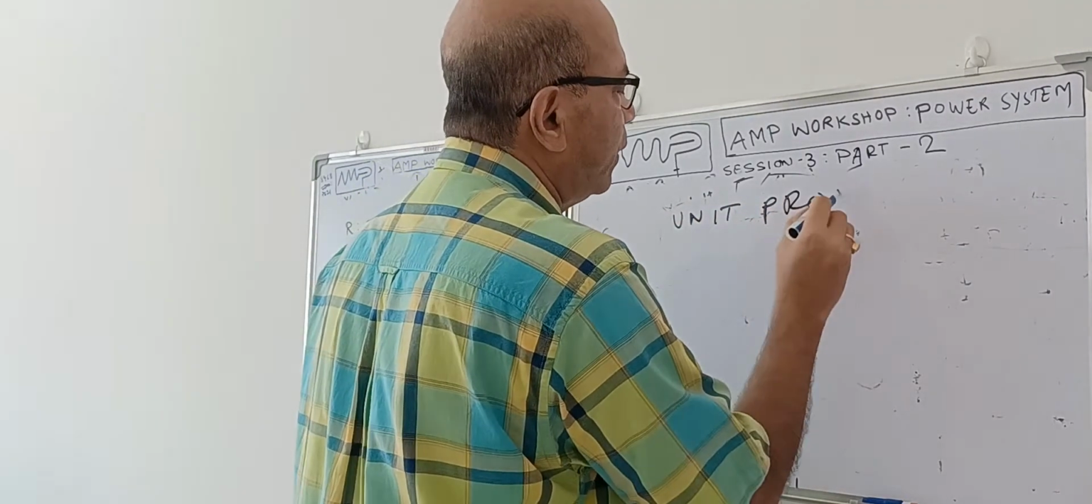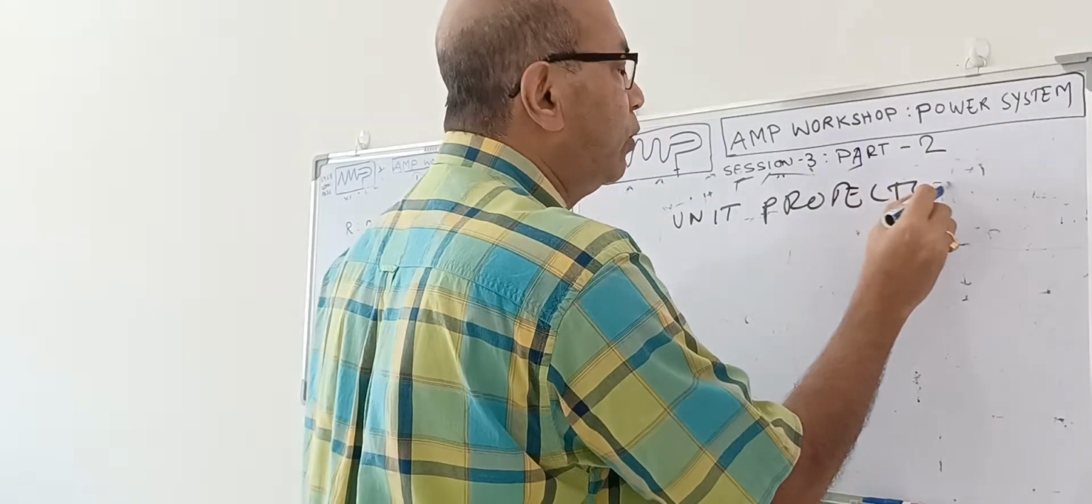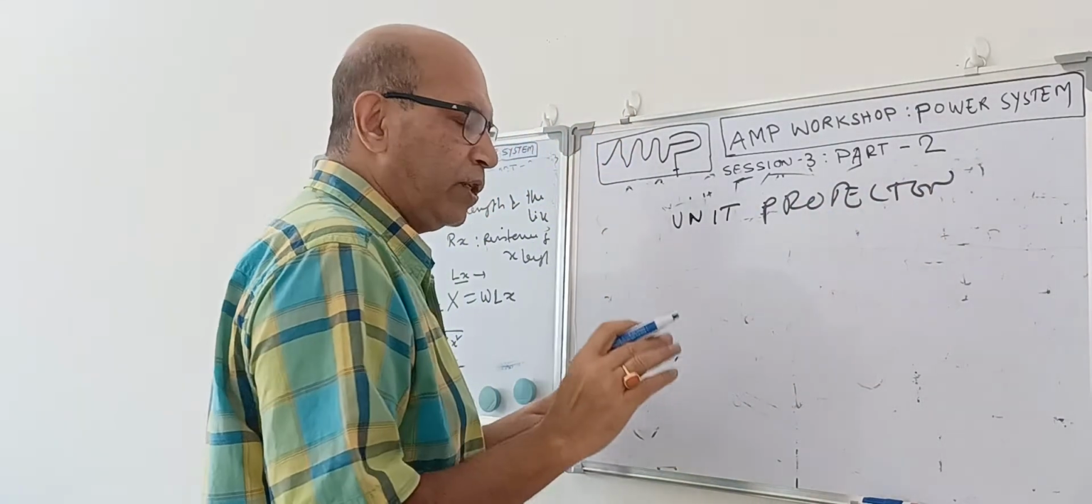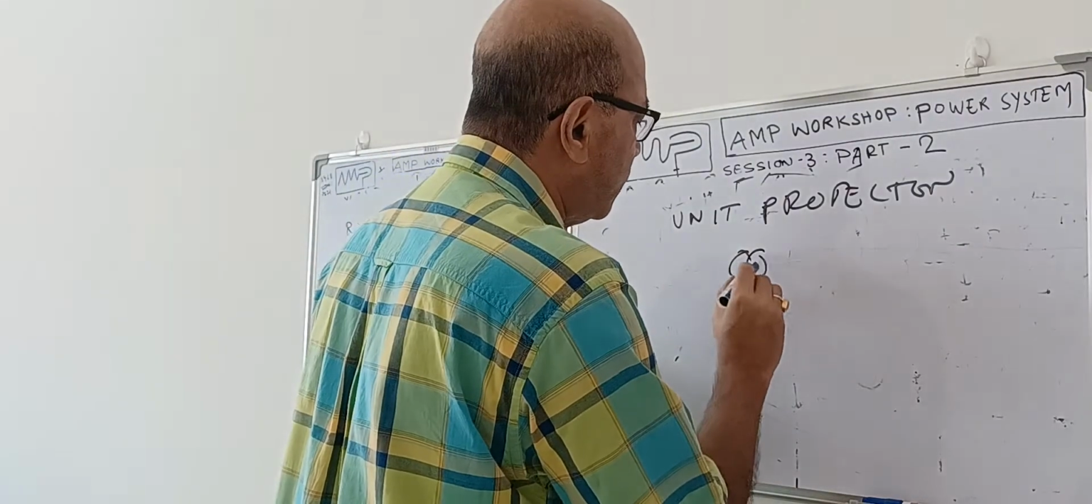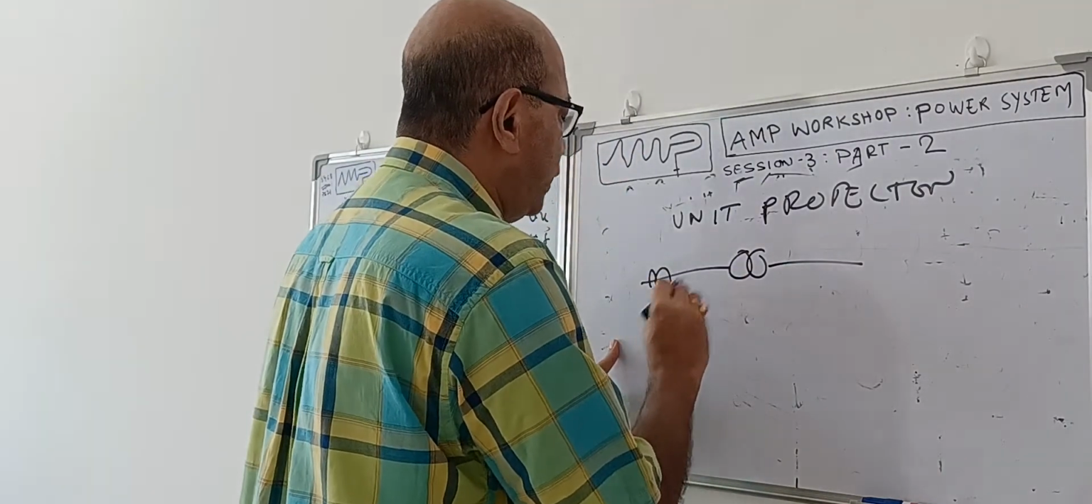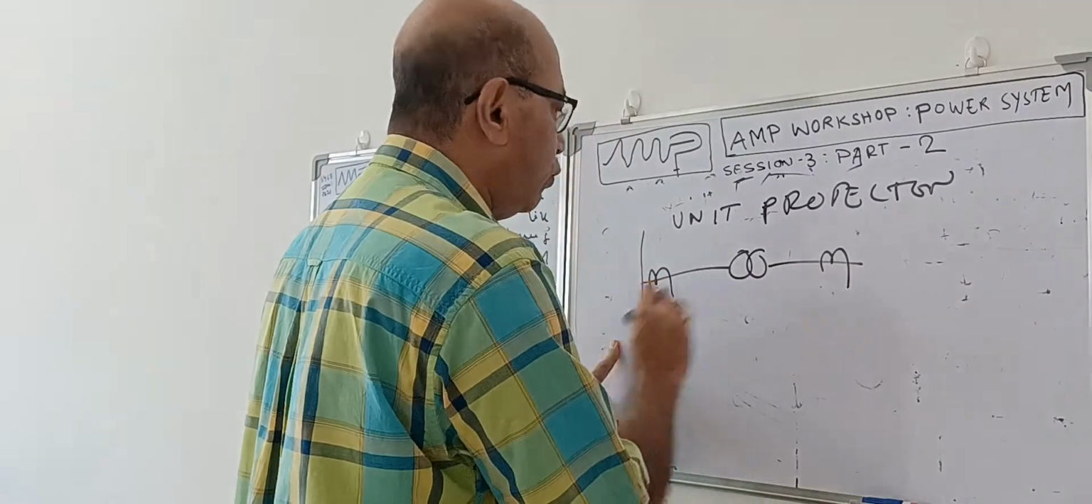Unit protection. How do we do this? Unit protection means the protection zone will be defined. Within the zone, suppose this is a transformer, I have a CT over here, and I have a CT over here. So this is the zone of protection.